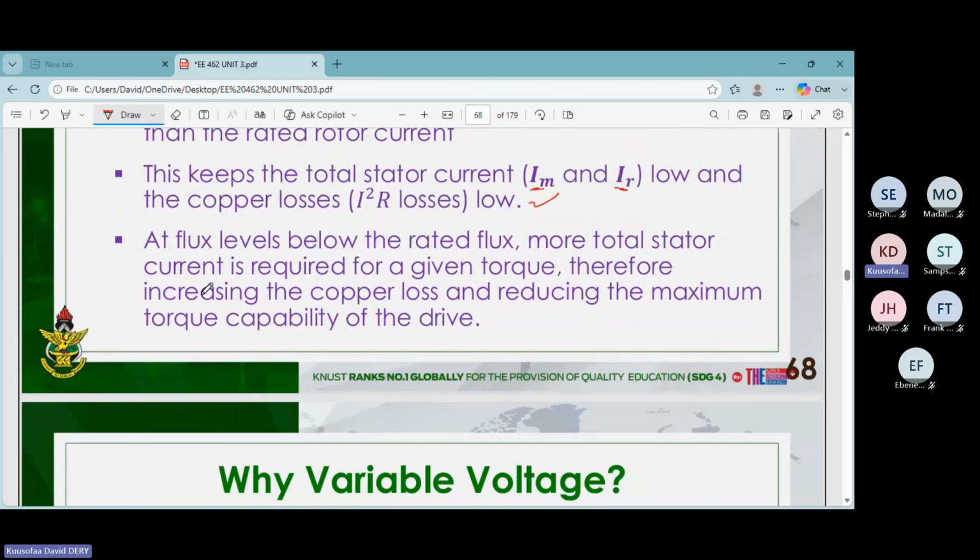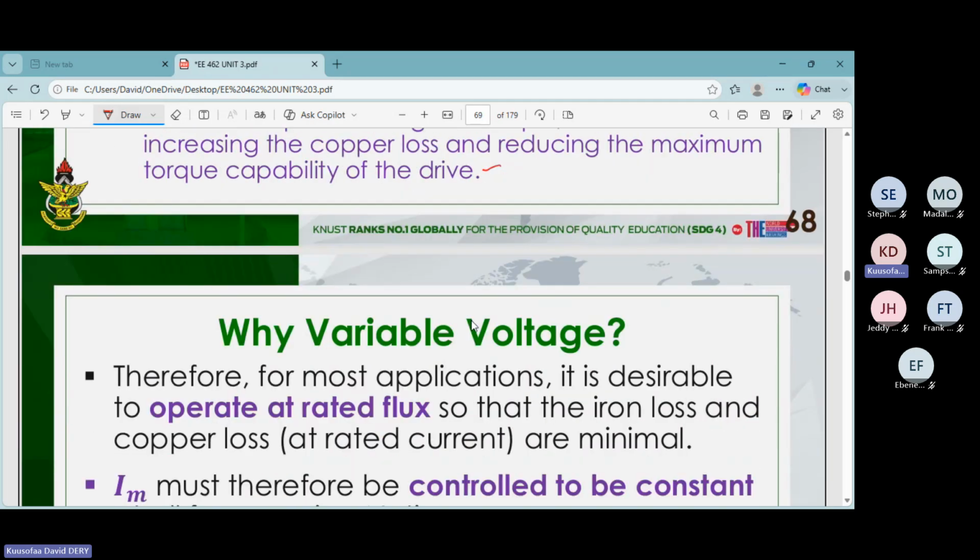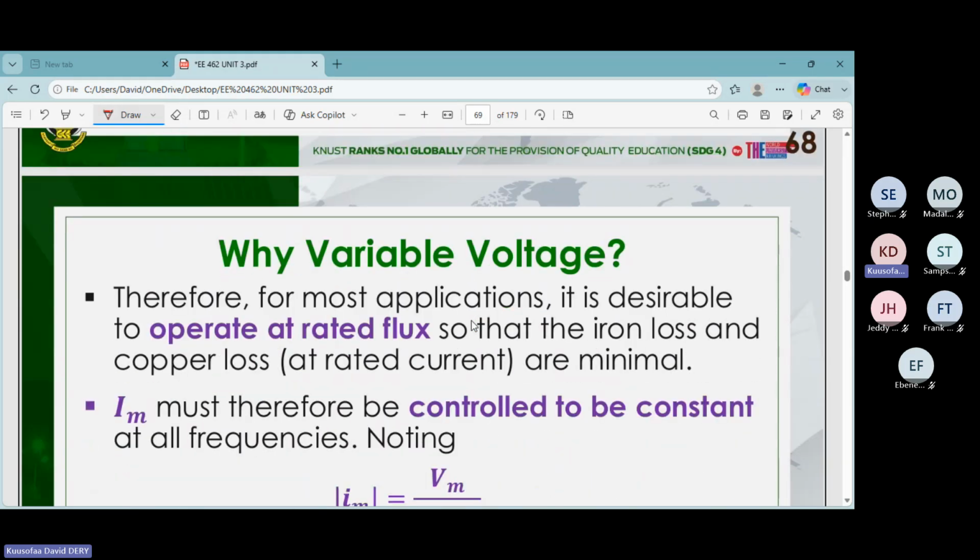So that is what the third point is saying. The flux levels below the rated value require more stator current for a given torque, therefore increasing the copper loss and reducing the maximum torque capability of the drive. So we are trying to understand why we need variable voltage.